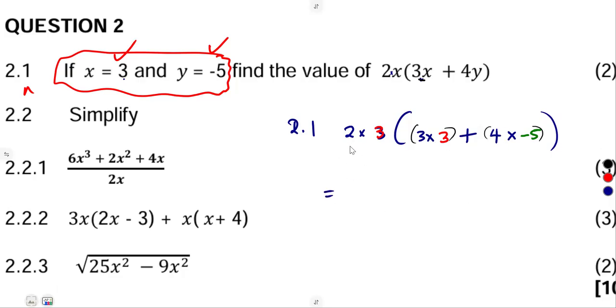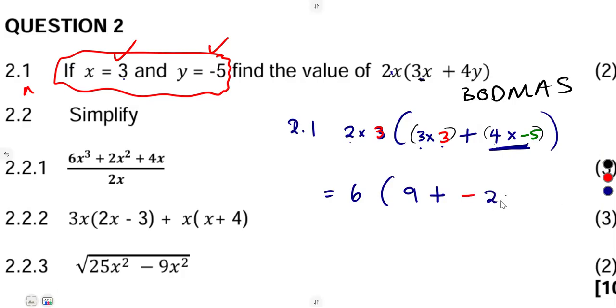The outer part of the bracket, 2 times 3. It's a product, remember? Your BODMAS. Right? So this can be multiplied together. 2 times 3, which is 6, into the bracket of what? 3 times 3, that is going to be 9, plus 4 times -5. Positive times negative, that's a negative. So it's going to give us -20.